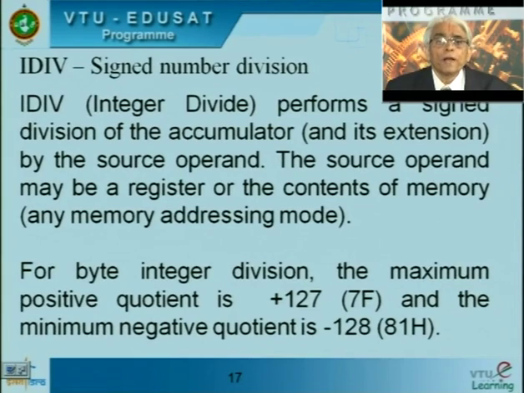So, the source operand may be a register or the content of the memory. That means the denominator can be either an 8-bit memory or an 8-bit register. For byte integer division, the maximum positive quotient is plus 127, 7F, and the maximum negative quotient is 81, which is minus 128.